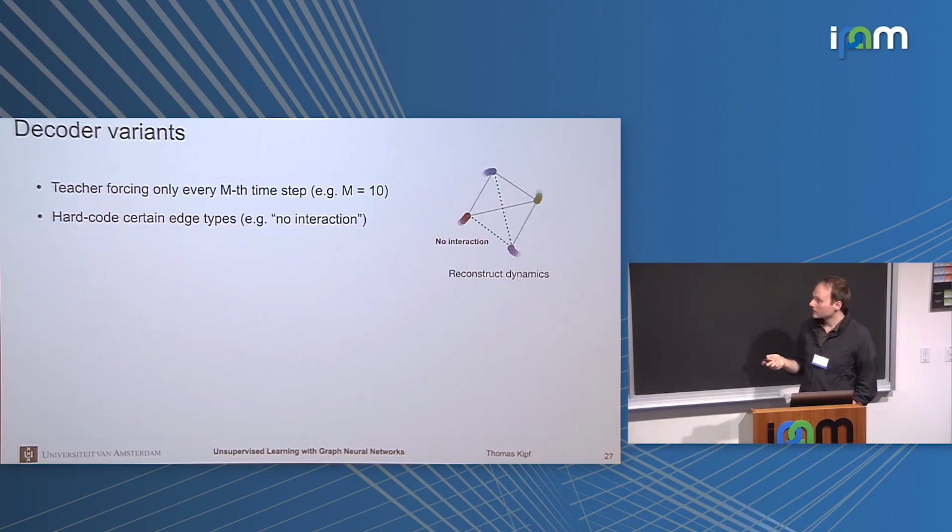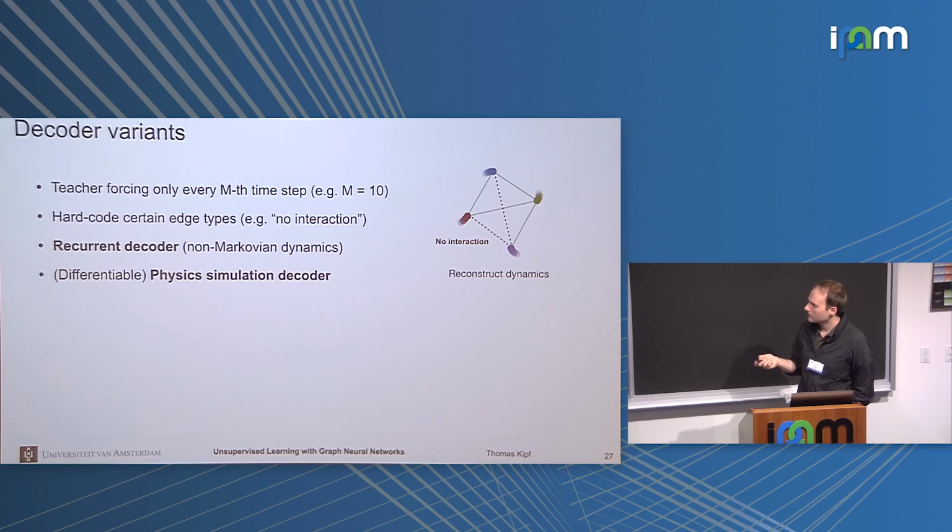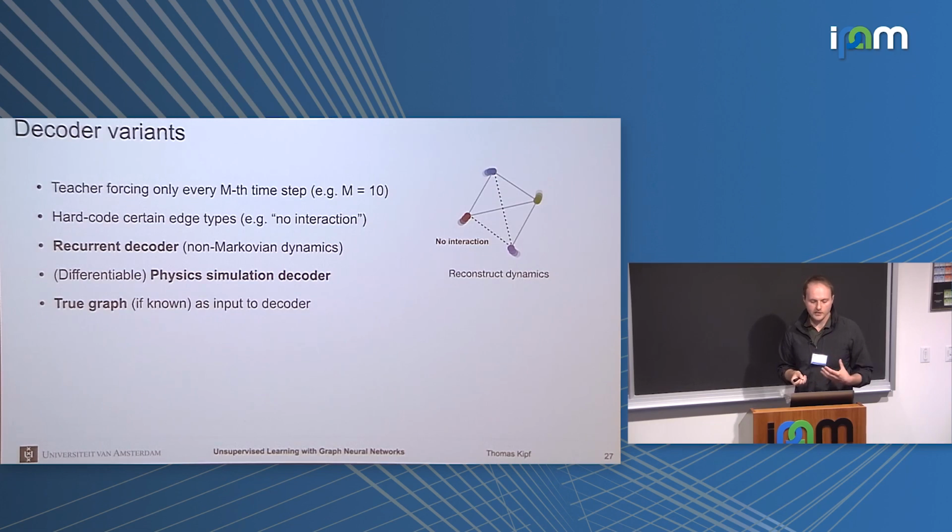We explored a number of decoder variants. I'm not going to go into much detail here, but you can think of also having a recurrent decoder that predicts multiple time steps. Because a decoder directly corresponds to the same structure as a typical physics simulator, you can just swap out the graph neural network with a physics simulator and backpropagate through the physics simulator to train the encoder. That's something we've also done in experiments.